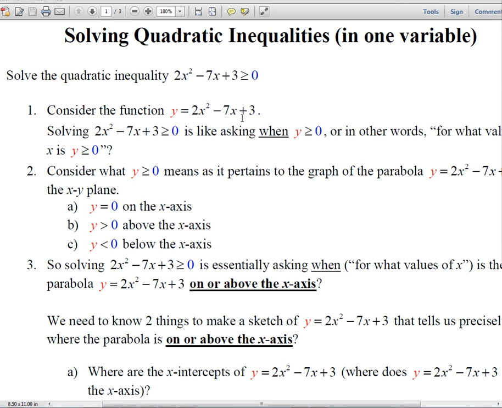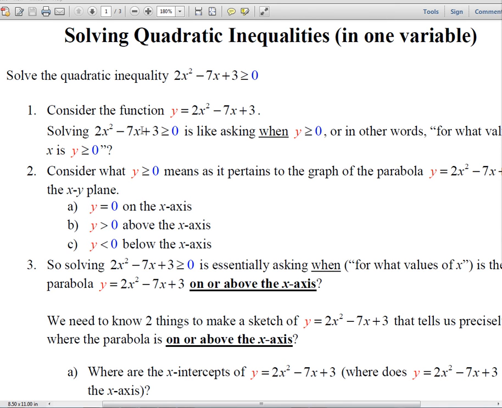Okay, if we want to sketch a graph of that, all we want to know on the graph is where does that graph fit what the inequality is asking. But what is it asking? Now think about this. Solving the inequality 2x squared minus 7x plus 3 is like asking the question, when are the y values that it calculates greater than or equal to 0, right?